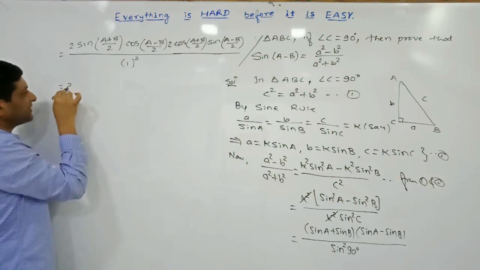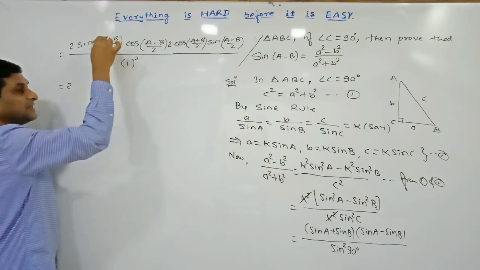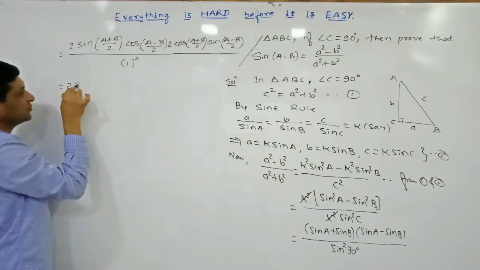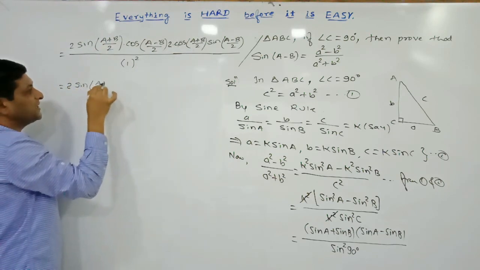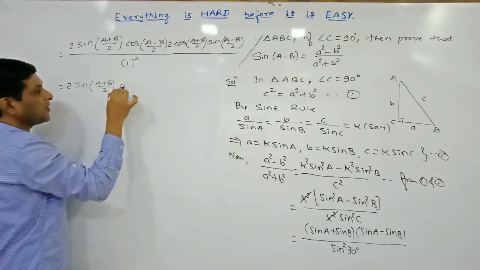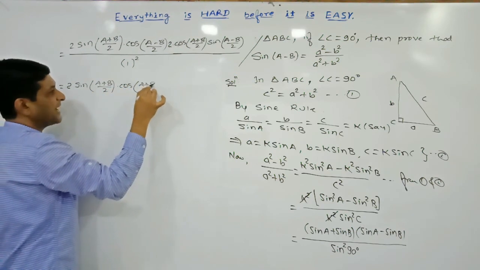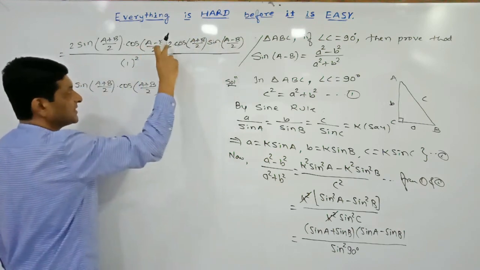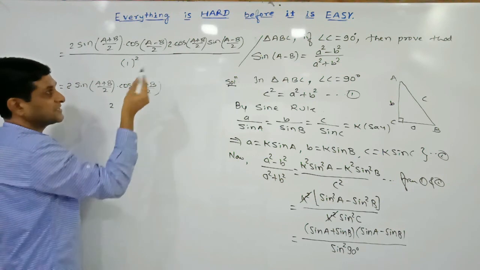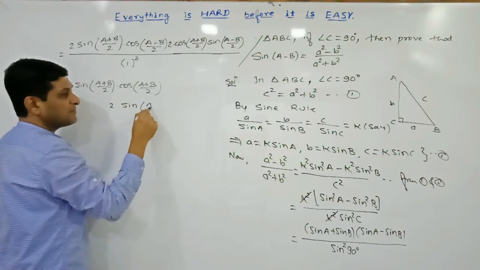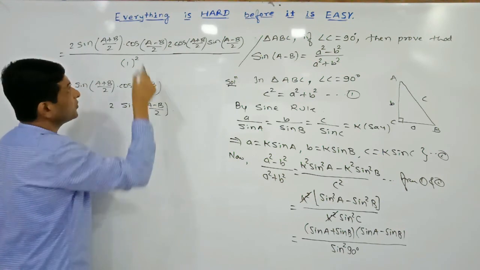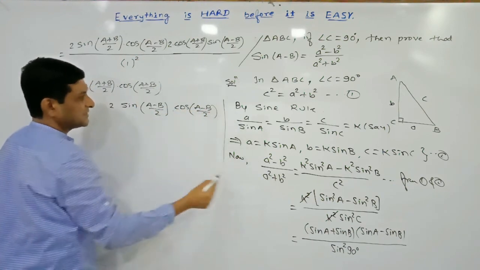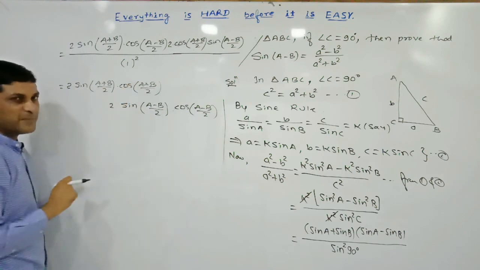Now observe the numerator very carefully. First we are collecting the terms of (A plus B)/2. How many terms are there? 2 terms. So 2 sin (A plus B)/2 into cos (A plus B)/2. Then collect the terms of (A minus B)/2. So again here 2 terms are there. Keep this twice as it is. First write down sin (A minus B)/2 into cos (A minus B)/2. Just we are collecting the terms of (A plus B)/2 and here (A minus B)/2.